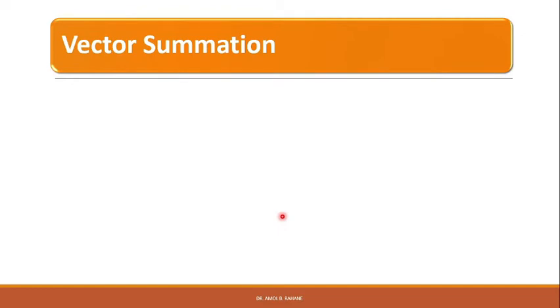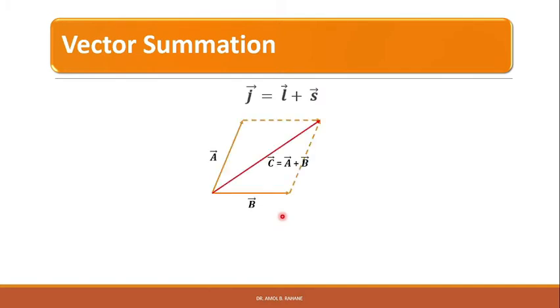In this method, the two vectors L vector and S vector are added in order to get the resultant J vector, which is equal to L vector plus S vector. So this is done with the laws of vector addition, right? We know that two vectors can be added to get the resultant vector by the parallelogram law of vector addition, right? So let us say A vector and B vector are two vectors. Their resultant C vector is given by the diagonal of this parallelogram, right? So C vector is equal to A vector plus B vector.